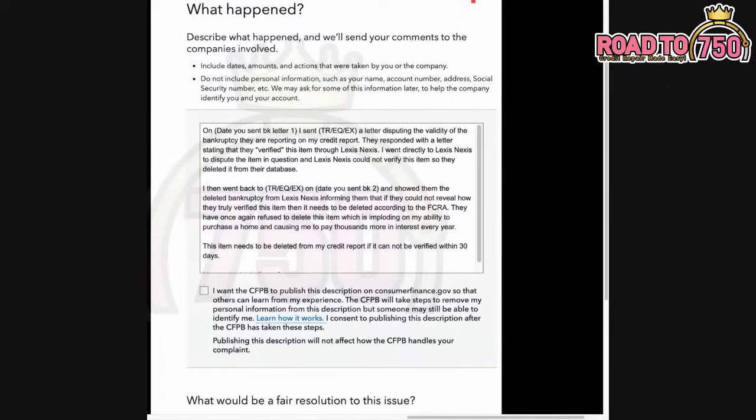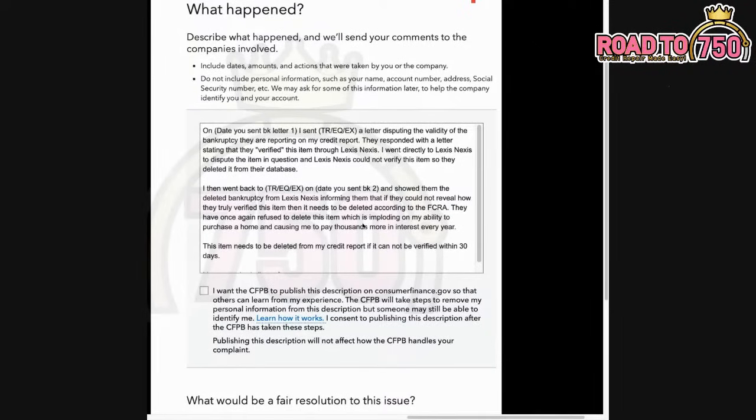I then went to TransUnion on date you sent the BK letter 2 and showed them the deleted bankruptcy from LexisNexis, informing them that if they could not reveal how they truly verified this item, then it needs to be deleted according to the FCRA. They have once again refused to delete this item, which is imploding on my ability to purchase a home and causing me to pay thousands more in interest every year. This item needs to be deleted from my credit report if it cannot be verified within 30 days, right? So this is, again, just an example.